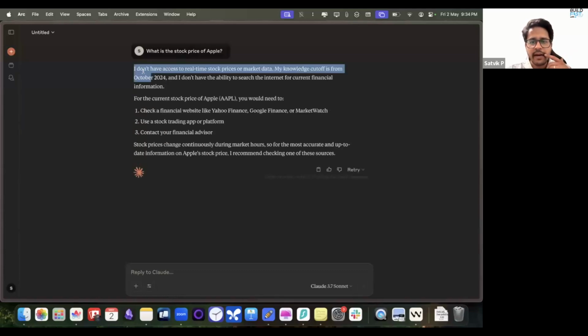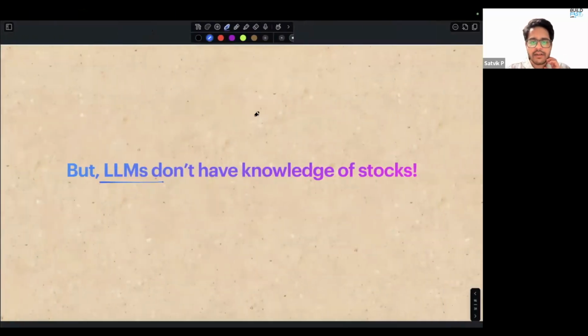it says my knowledge cutoff is October 2024. What this basically means is that this model, the Claude model, has been trained till October 2024. Anything that has happened after that, some November, December, Jan, Feb, anything in the 6 months after that, it has no idea. So if you want to work with stock market data, we need a better solution, and that is what we will try to do with an AI agent. Let me quickly show you what we are trying to achieve here.